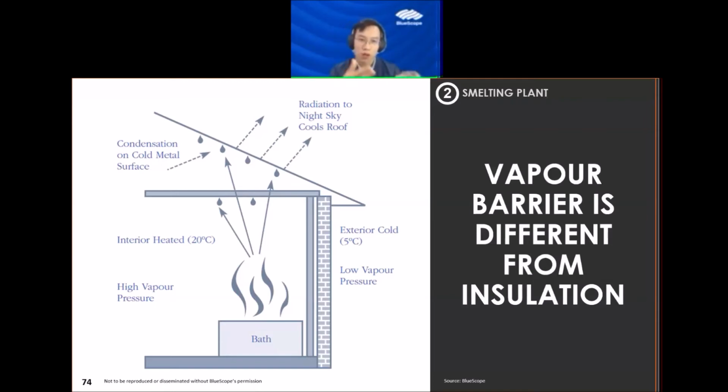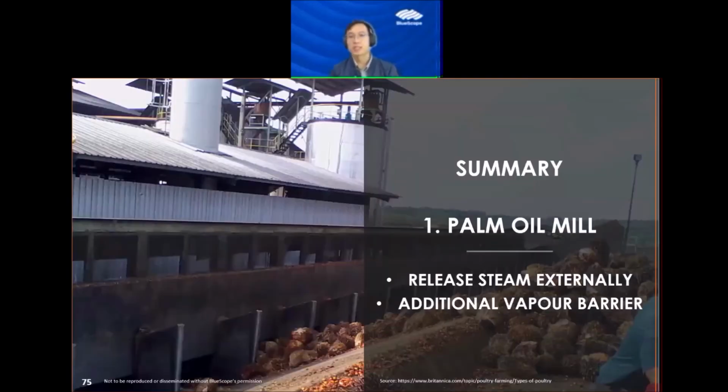So in order to prolong the life of the roof or the cladding, even sometimes the steel structure, a vapor barrier would be a solution to go. With that, let's summarize today's two topics, two different aspects of two different types of industry. For the first one, palm oil mill, what should you do to address the internal condensation or prolong the lifespan of the building or the cladding? First, you should consider a design that releases the steam externally. When I say externally, it means the steam will not get blown back into the building as well.